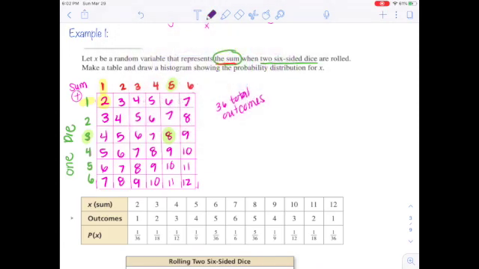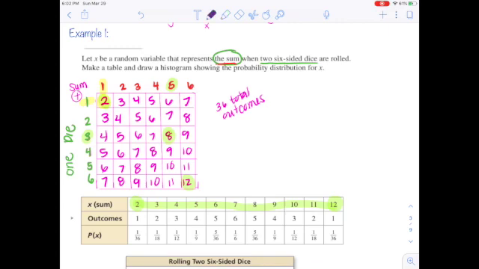So below here, we've got our probability distribution. So you've got X, that is the sum of the two dice together. So you have possibilities from 2 is your low all the way to 12. So that's why we go 2 all the way to 12.